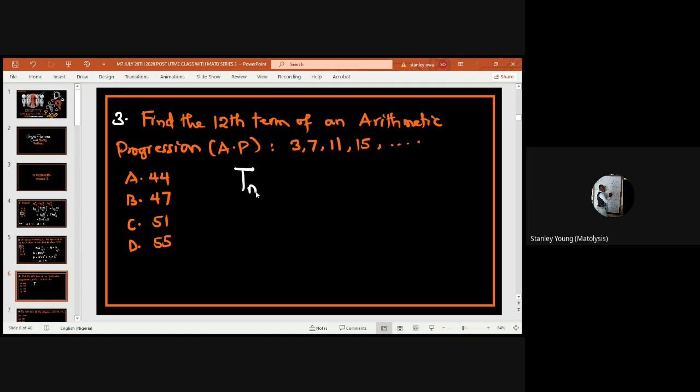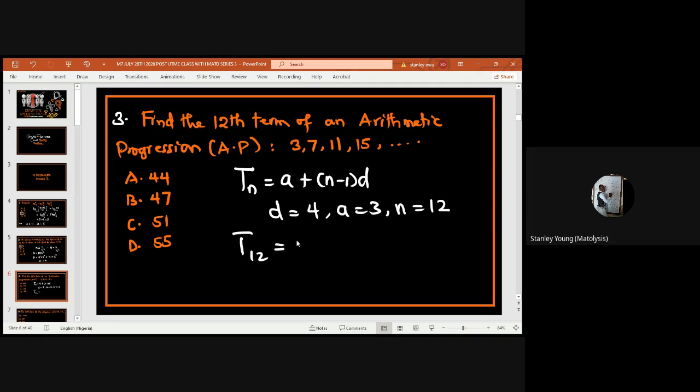The nth term of an AP is given as a plus (n minus 1)d. a means first term, n means number of terms, and d means common difference. The common difference in this problem is 4. First term is 3. The term you're interested in is the 12th. So Tn, which is now going to be T12, means a plus 11d. So that's simply 3 plus 11 times 4. That is 44 plus 3, and that's 47. The answer to that is 47.